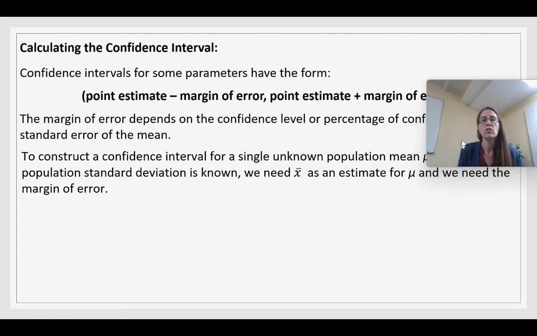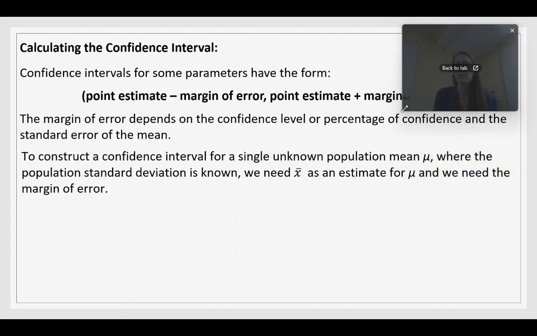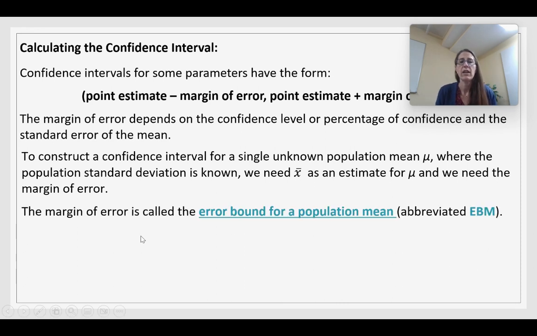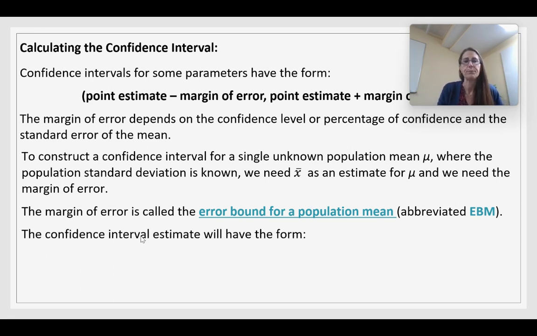So to construct a confidence interval for a single unknown population mean mu, where the population standard deviation is known, we need X bar as an estimate for mu, and we need a margin of error. The margin of error is called the error bound for a population mean. We're going to call it the EBM. And error bound just means, think about boundaries, how far we can go below and above to get that confidence interval.